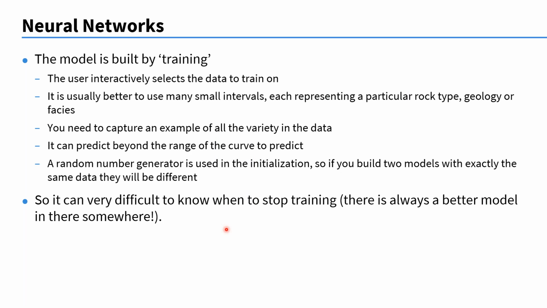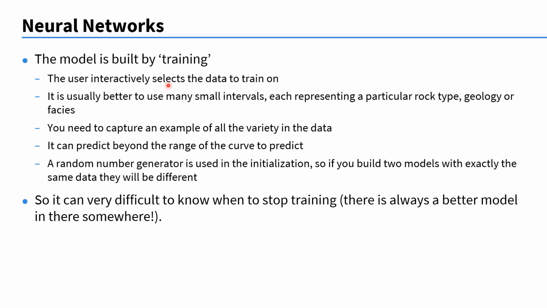Neural network is another curve prediction module, and it uses the backpropagation learning technique. It does this by training the data, which is actually different from the previous module that I have shown you. In this case, you will have to train the data that you add into the model. It does this by selecting the intervals where you want to train the data. So ideally, you might want to start with small intervals, and once you pick those, you can see if they represent a rock type, a geology, or a facies.